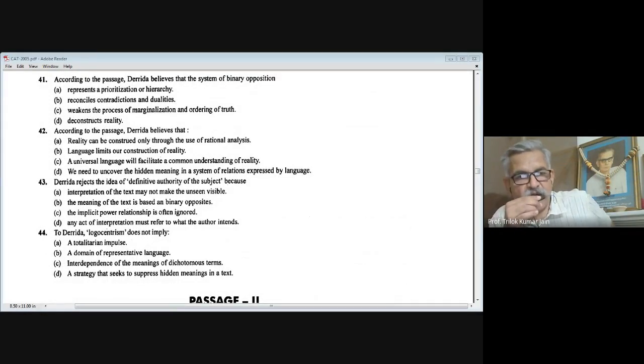43, they have given A. A is the right answer. This is what we had taken out as the answer. 41 is A. Again, correct answer. 42 is D. Again, our answer. So in 41, 42, 43, 44, in all these cases, our answers have been validated by the answers given at the end of the question paper.